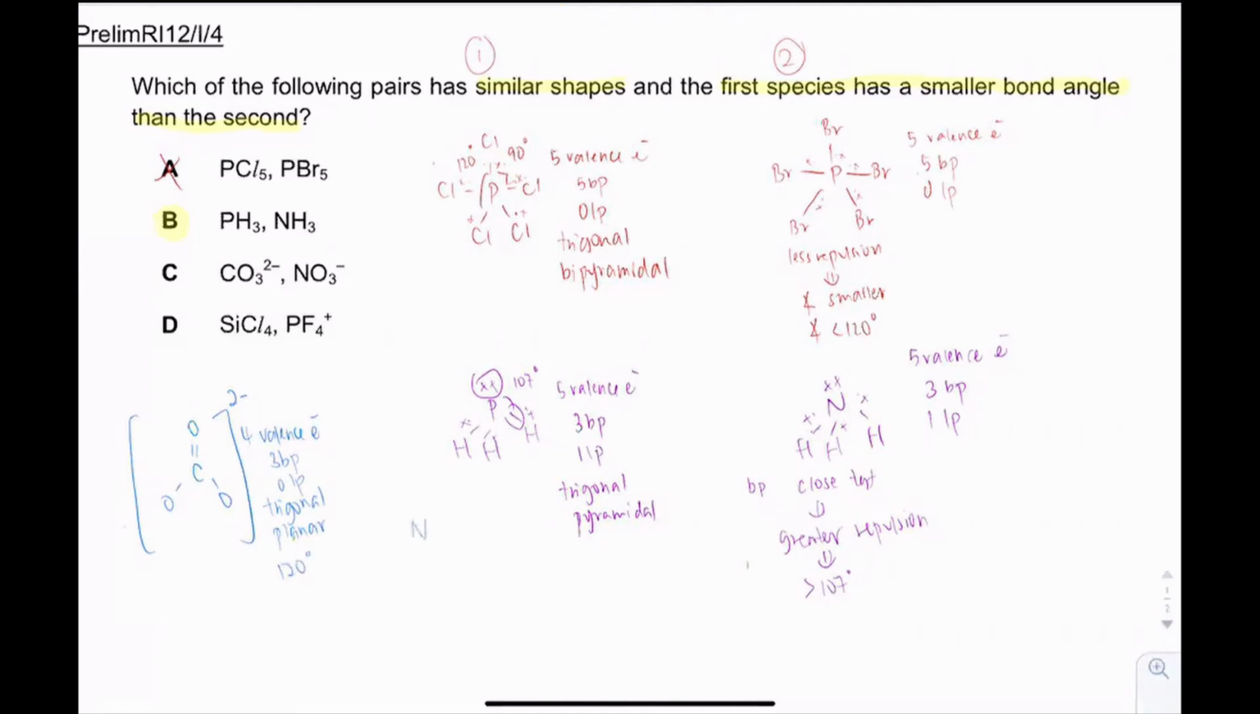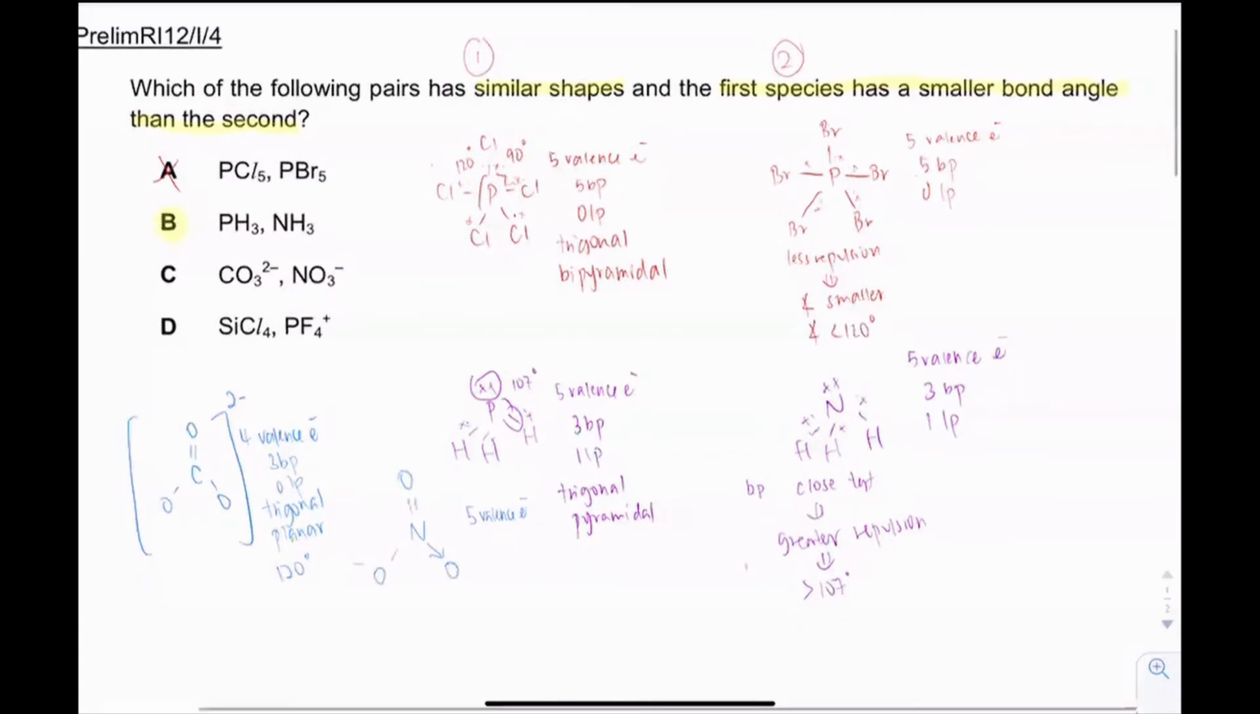So N, I have 5 valence electrons. Okay, so since it gains 1 electron since it's negatively charged, what that means will be that I can form a double bond, 1 single bond, okay, and then the remaining one has to be a dative bond. So this is what it looks like, NO3-.